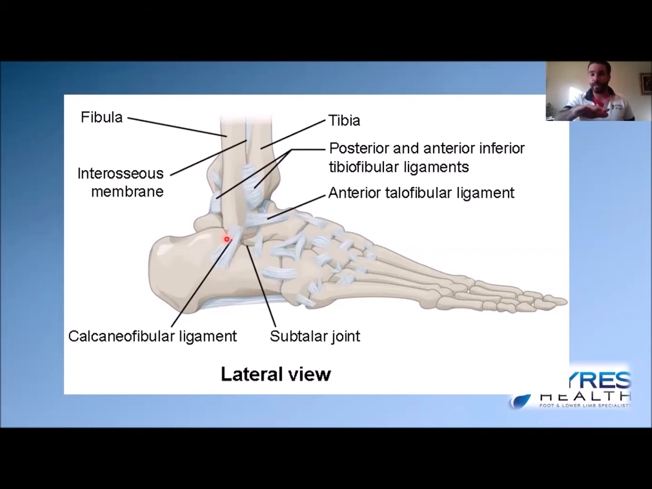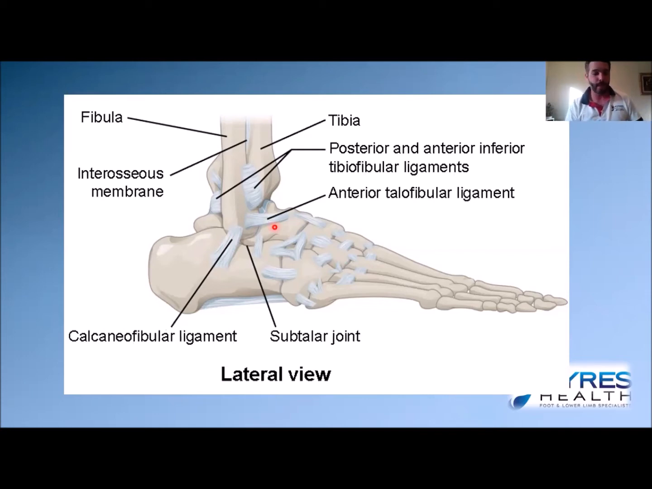But when we talk about a lateral ankle sprain, somebody going over on their ankle, then the ankle comes up all big, black and blue and swollen, and it's usually one of or both of these 2 ligaments that have been damaged.